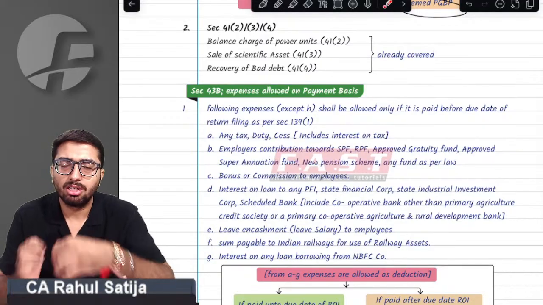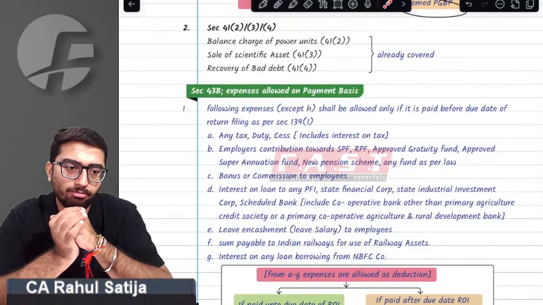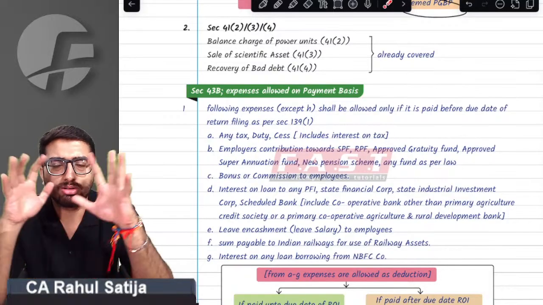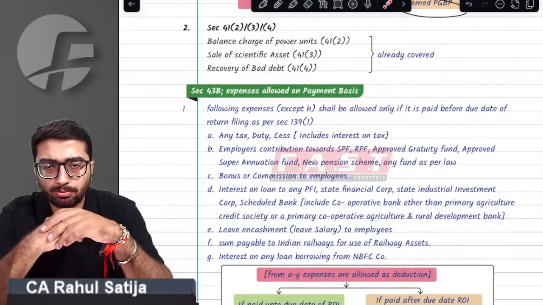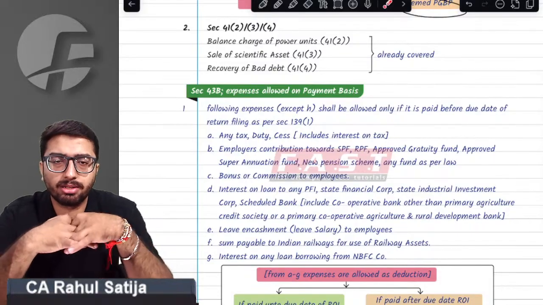Now we have a beautiful clause, 43B. Beautiful clause altogether. What does this provision speak about? There are certain expenditures in income tax.